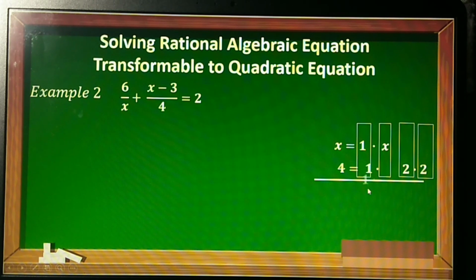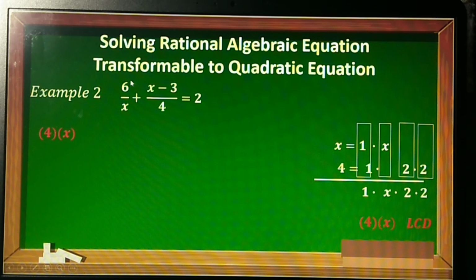So, idadrag lang natin sila pababa. Si 1, tapos x, then 2, and then 2. Then, get the product. So, 1 times x times 2 times 2 is equals to 4x. So, yun yung LCD natin. So, same process uli. Pag nahanap na yung LCD, multiply natin ang LCD dito sa equation na to, both sides of the equation.